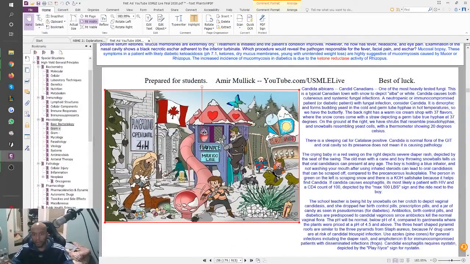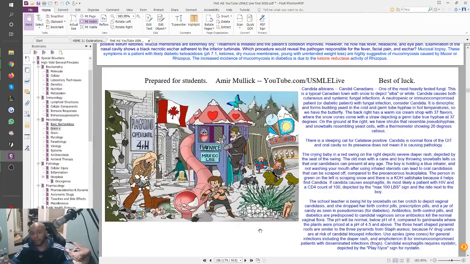Now, you can see how this ride is purple. That's supposed to remind you that it's gram-positive in certain forms, right? It's also catalase positive. You can see there's a sleeping cat there. There's a lot to know.